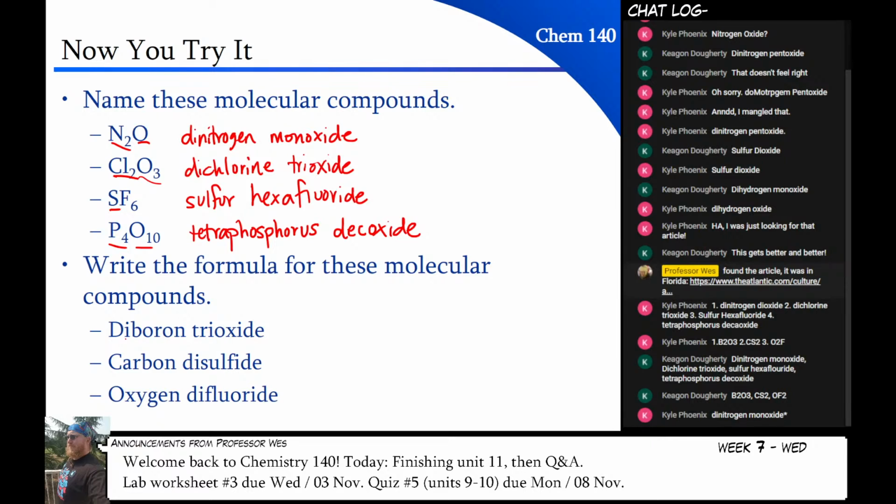Now I'll do the same thing but backwards. So di is 2. Boron is this, so I would write that. Tri is 3. Oxide is O. There you go. We got carbon. Disulfide would be S2. We got oxygen. Difluoride would be F2. There you go. That's all there is to it.